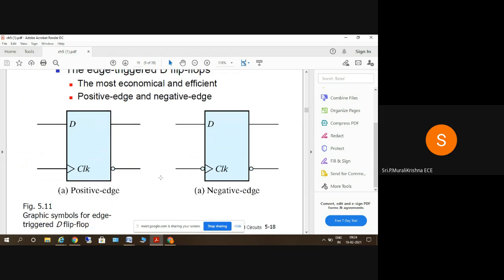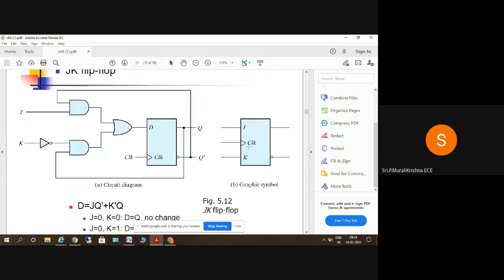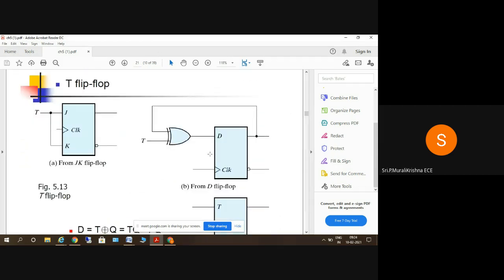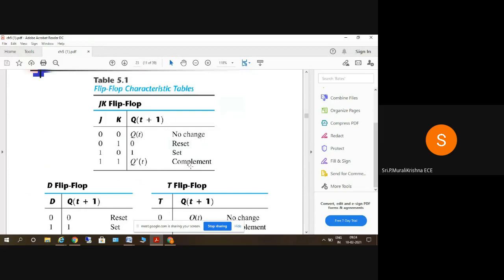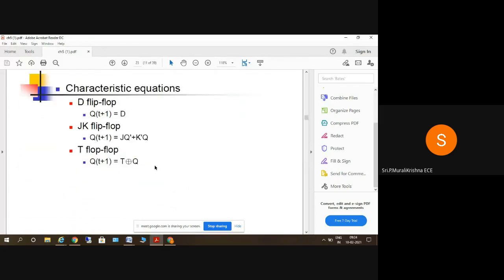JK will be having two flip flops and a clock here. Coming to T, we'll be having a T flip flop and a clock here. So this is how we represent the block diagrams, right?